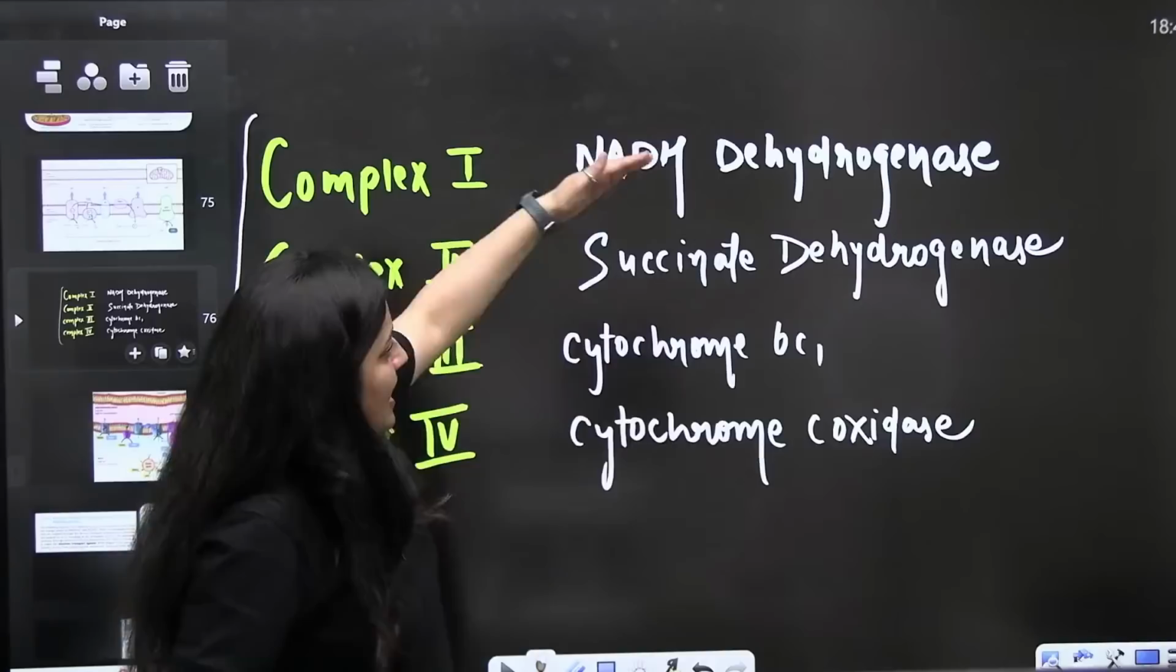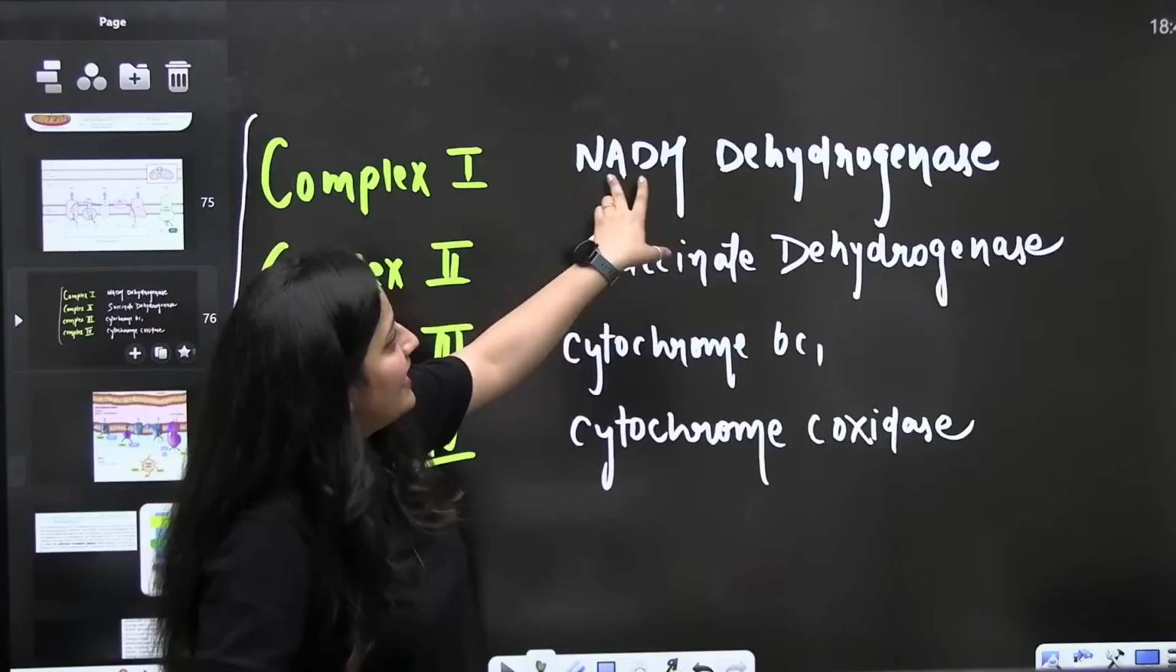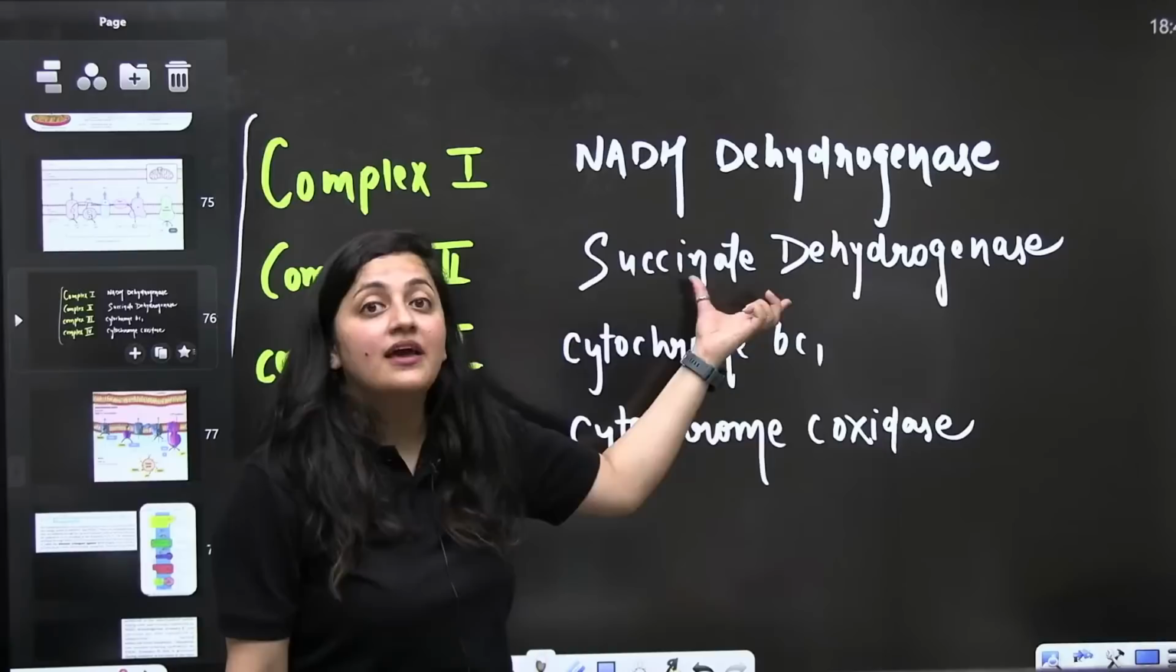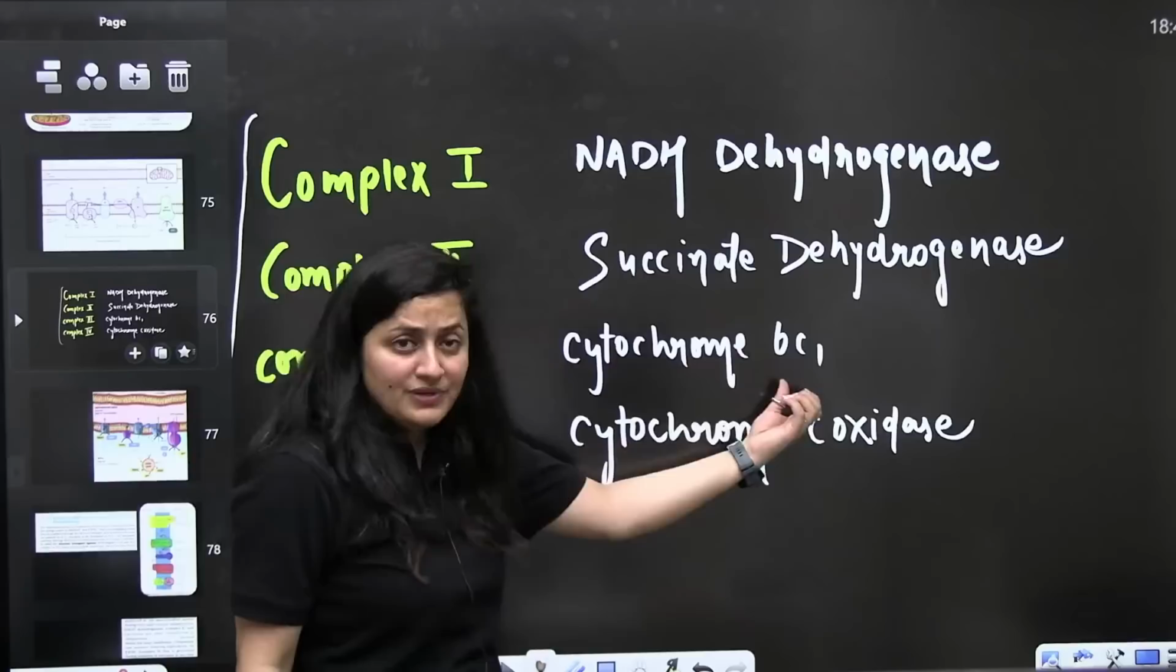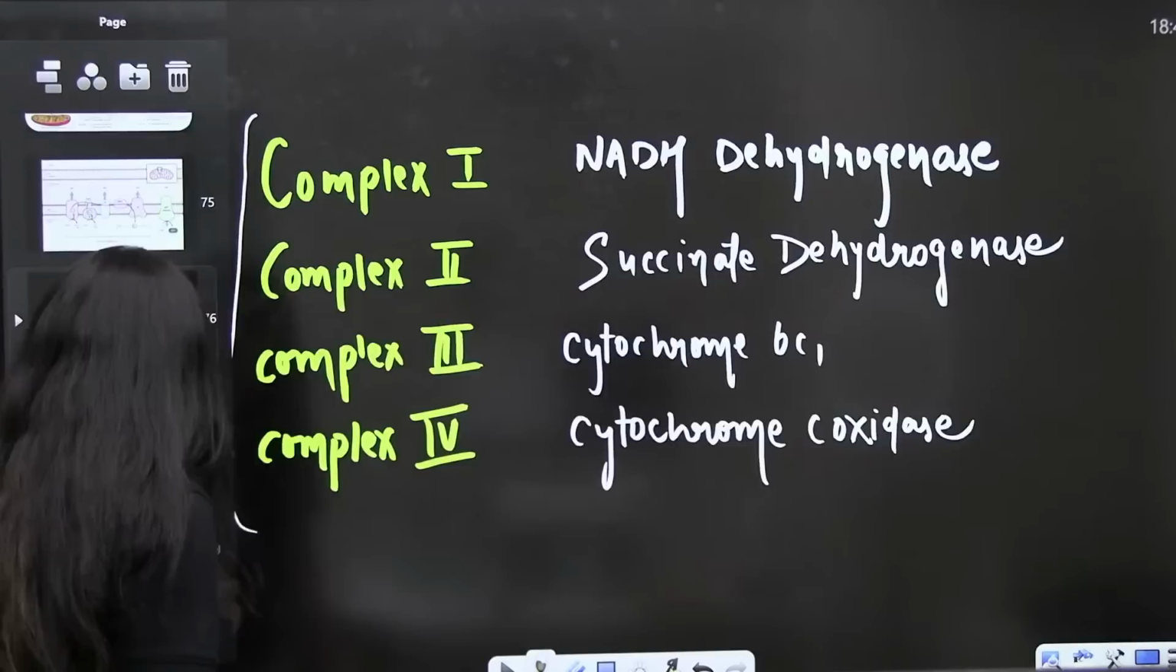NAD, SUSI D, C2. This is how I remember. NAD means NADH dehydrogenase, SUSI D, succinate dehydrogenase, the enzyme which is there in the Krebs cycle. So it is linking both of them, the Krebs cycle and the ETC. This particular enzyme is present in the inner mitochondrial membrane. And cytochrome BC1 complex, cytochrome C oxidase. So this is what you need to remember. I'll cover the flow later.